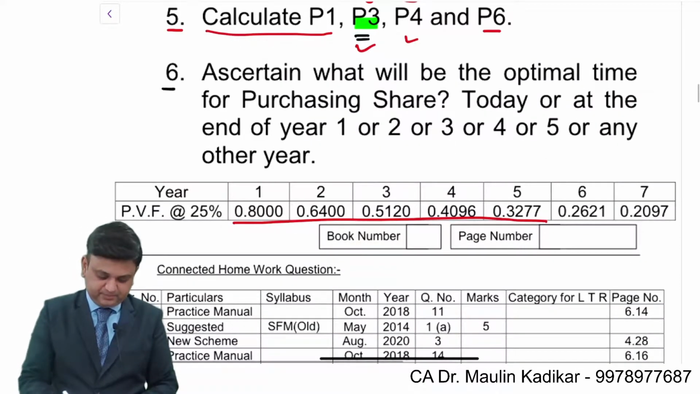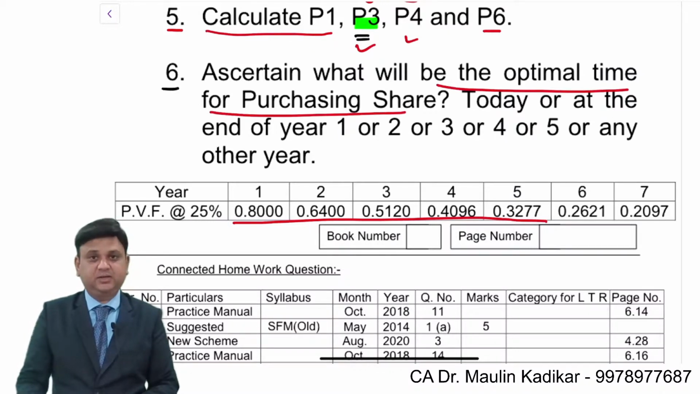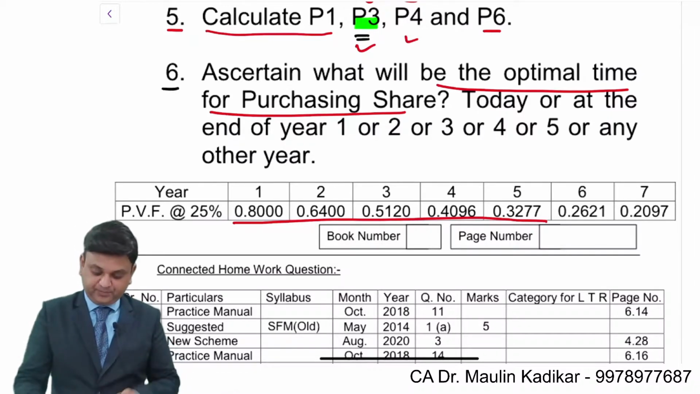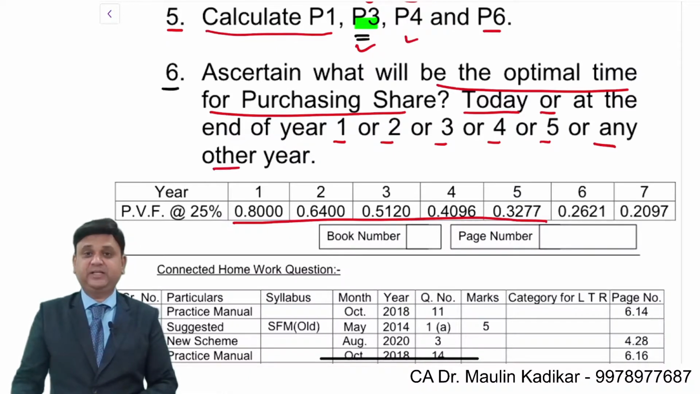Sixth question. Ascertain what will be the optimum time for purchasing the share. So what is the best time to buy the security? Is it today, that is in year 0, or at the end of year 1 or 2 or 3 or 4 or 5 or any other year? Which is the best time to buy the security? That is the question.